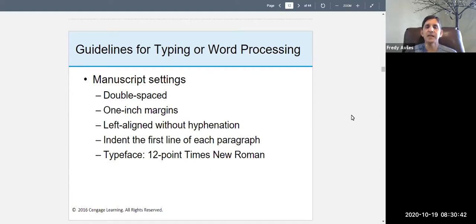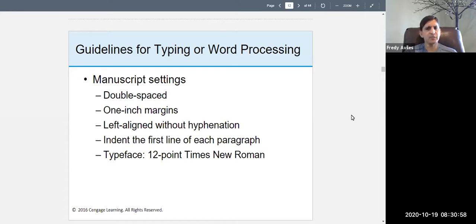It should not be centered. If you have headings like introduction, method, results, those will be centered, but not the paragraphs. That'll look messy if you do it that way. Make sure it's left aligned without any hyphens.